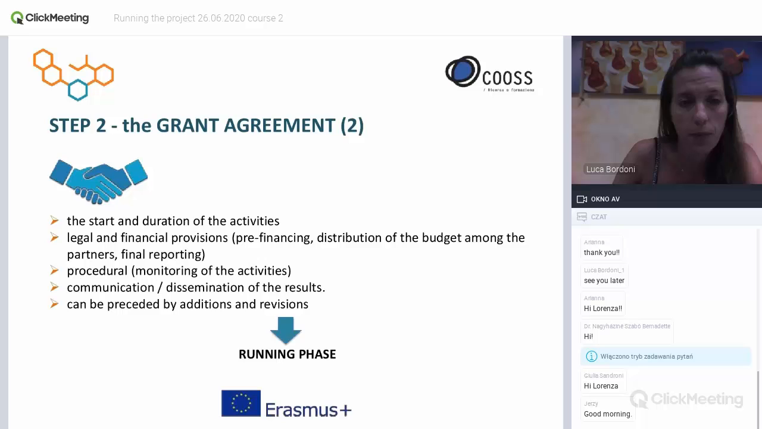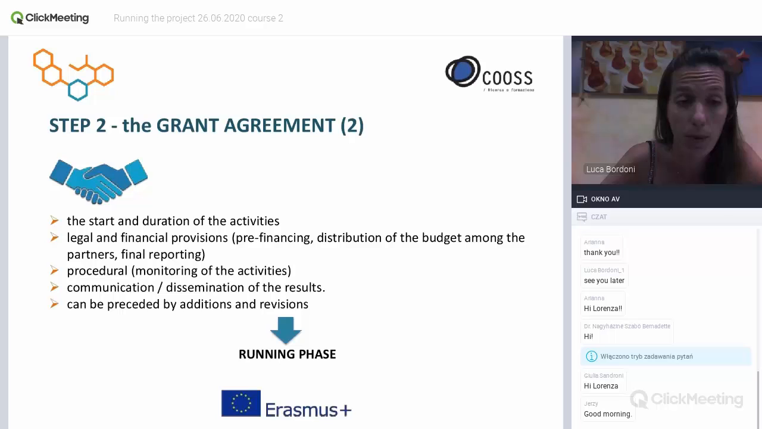A list of the main contents of the agreement. It's important to know what is declared within this grant agreement, because before signing it, the project coordinator has to be clear in mind how we can and how we want to implement all these actions during the project life.